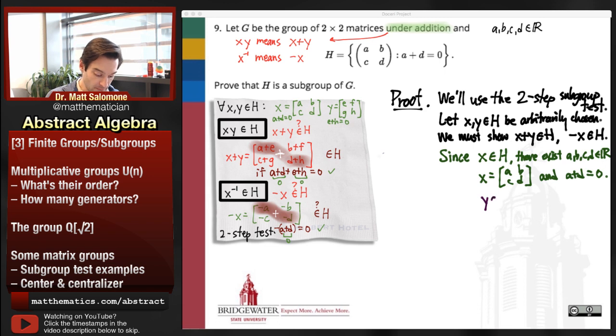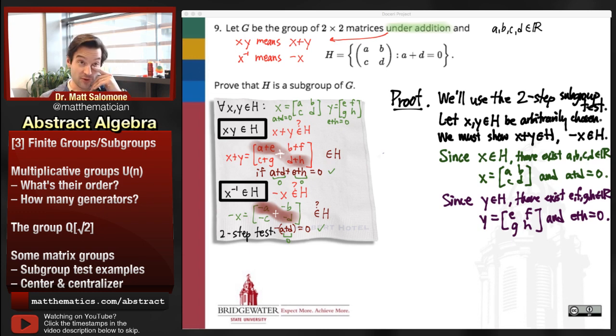Since y belongs to H, there exist real numbers e, f, g, and h, such that y is equal to the matrix e, f, g, h, and e plus h is equal to 0. So now we've introduced x and y, and we've introduced the reader to a, b, c, d, e, f, g, and h, and told them something important about all of those numbers. Now we can return to our burden of proof.